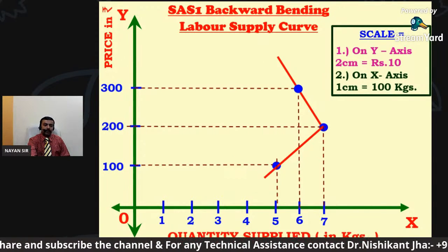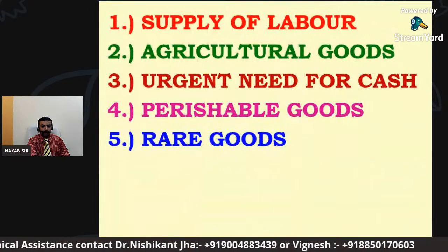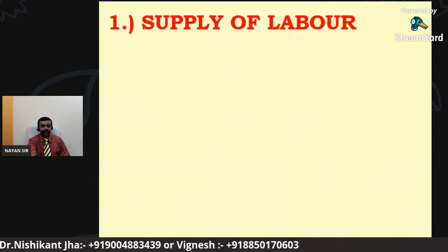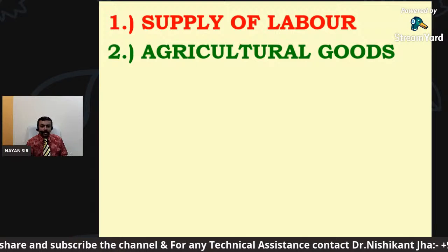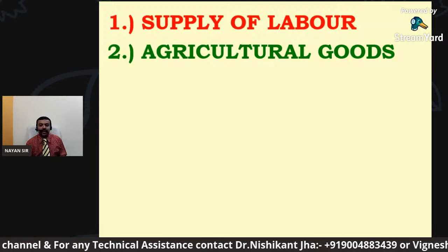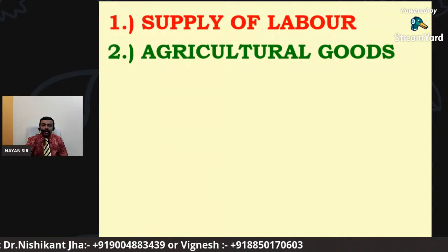So here we have elaborated the supply schedule and graph, and you can see the supply of labor is over. Now, agricultural goods. The law of supply does not apply to agricultural goods; these are exceptions, as we are studying exceptions to the law of supply. Why does it not apply? Because agricultural goods are produced in a specific season, and their production depends on the weather conditions, friends. Weather conditions are very important for that.